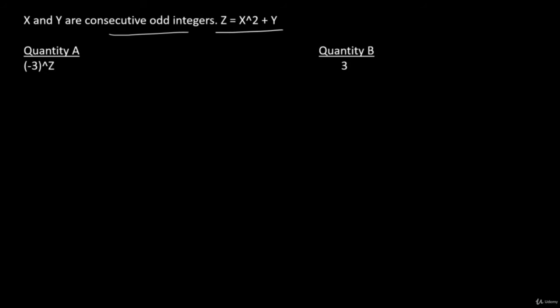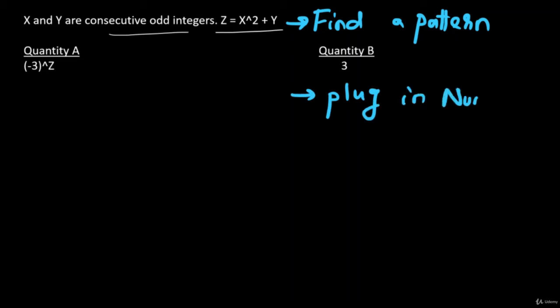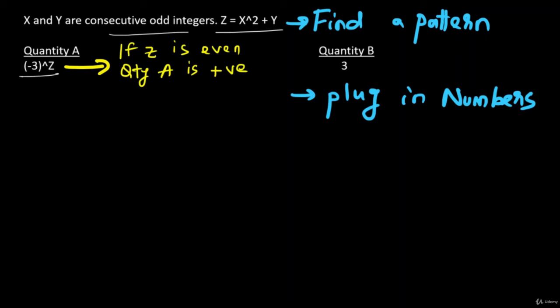Now over here, you need to try to find a pattern. And the best way to approach this question is by plugging in numbers. Alright, now before we go ahead and solve this question, is there anything that we can observe from the given question stem and the quantity A and quantity B? You can see over here that quantity A is minus 3 to the power z, right? So this part over here will be positive if z is even, right? Because a negative number to an even power will give a positive number, right? And similarly, z, if that is odd, then quantity A would be negative. Now we can see that quantity B is a positive number, which is plus 3. Alright, so this is what we observe from the given information.